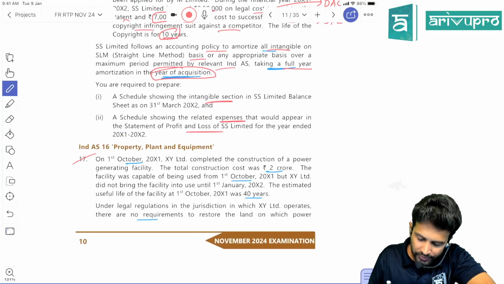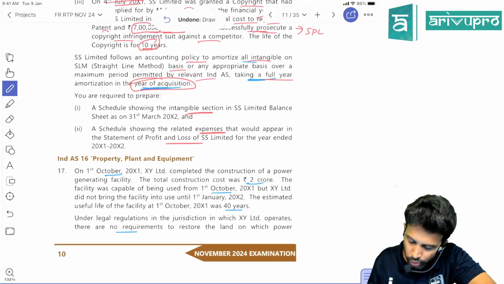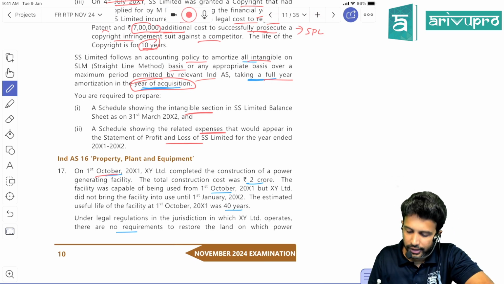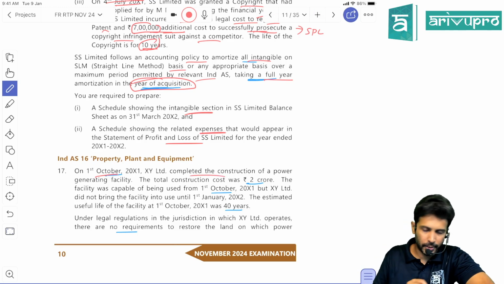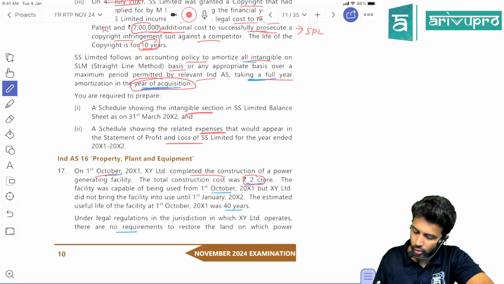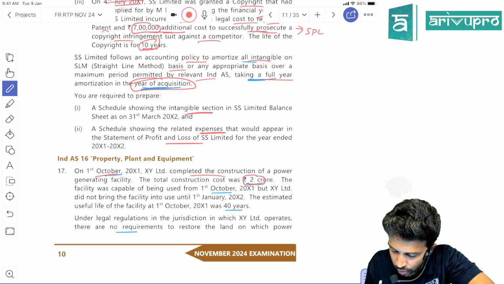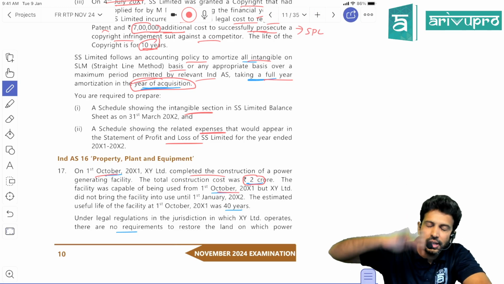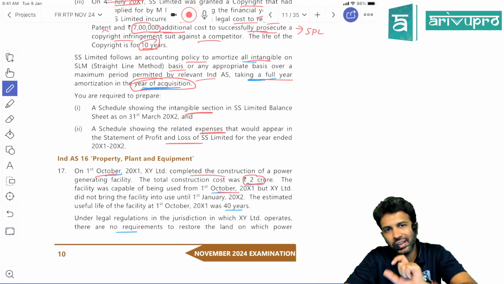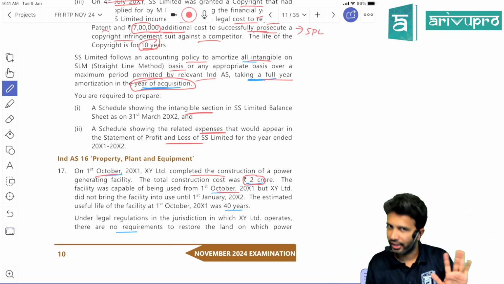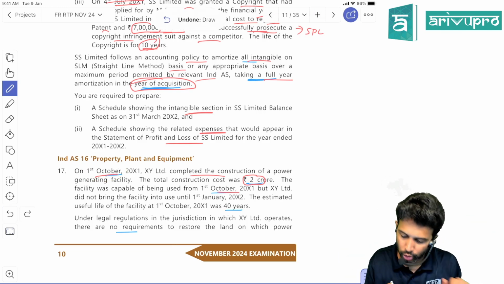Okay, question number 17. On 1st October 20X1, XY completed the construction of a power generating facility. Sir, it is a self-generated PP. Okay. 1st October it is completed. Construction cost was 2 crore. The facility was capable to be used from 1st October. So from 1st October only it is available for use, and we have studied depreciation starts from the day PP is available for use. Put to use is irrelevant for depreciation in accounts, right? So depreciation starts from 1st October.